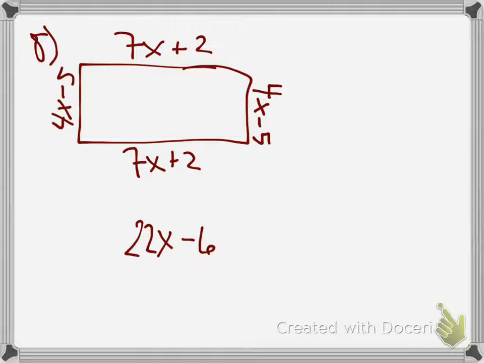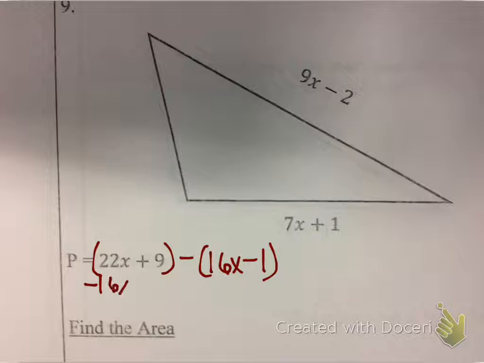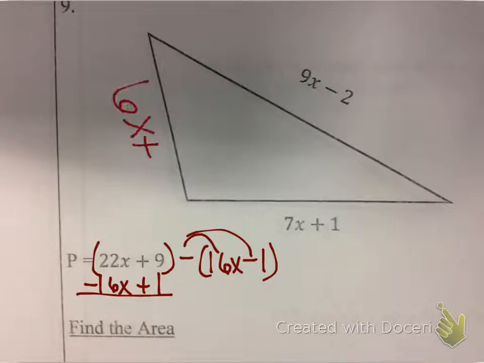So let's look at number 9. Okay, so number 9, I can add these two sides. That would give me 16x minus 1. Now you need to remember, you're going to subtract that from the perimeter, which means as you move it, that minus is going to change the signs. So really it ends up becoming 22 minus 16 and then 9 plus 1, because this minus is going to be distributed to both of those. And when you do that, you would end up with 6x plus 10.